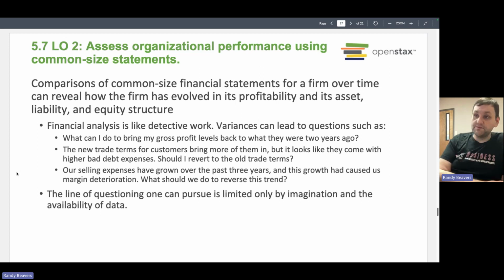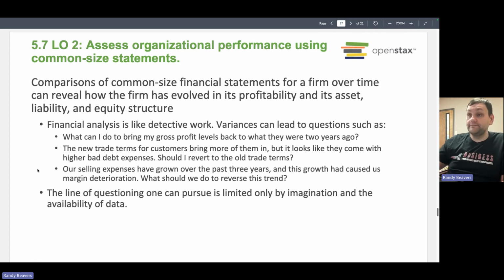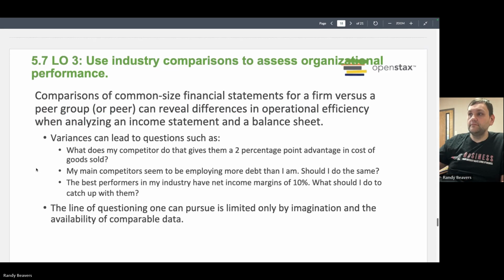In other words, you're not making as much money. Is there something you can do to reverse the trend? So this line of questioning one can pursue is limited only by your imagination and your creativity, as well as the availability of your data.